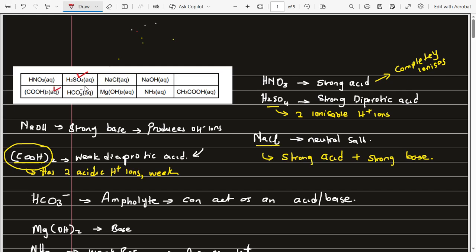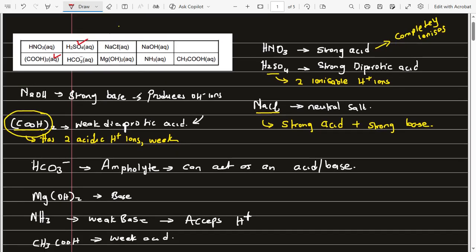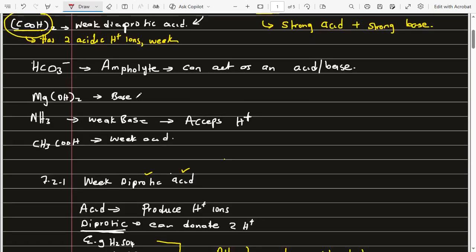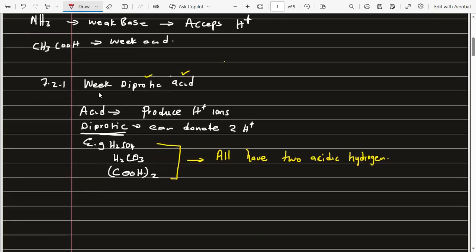You're going to indicate all the ones that are diprotic. So we have 2 of them. After indicating that, you go back to the question. The question is looking for what? A weak diprotic acid. Then you need to understand the word weak. What is the meaning of weak?